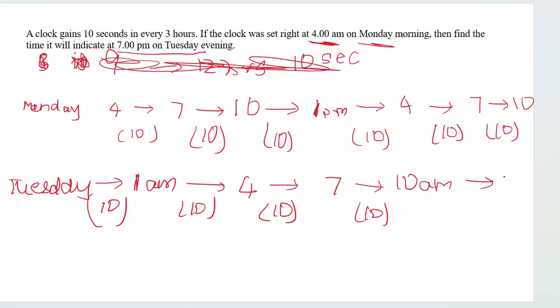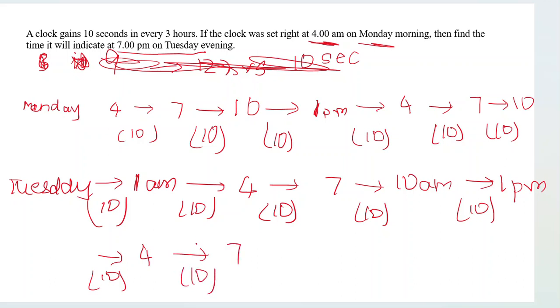From 10 a.m. to 1 p.m. you will again get 10 seconds extra. From 1 to 4, you will again get 10 seconds extra. From 4 to 7, again you will get 10 seconds extra. So the total extra seconds it got is nothing but 10, so many times. If you count, it is 10, 20, 30, 40, 50, 60, 70, 80, 90, 100, 110, 120, 130. So in total it got 130 seconds extra.